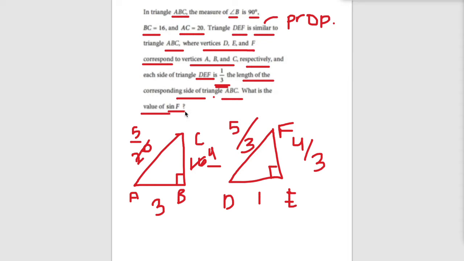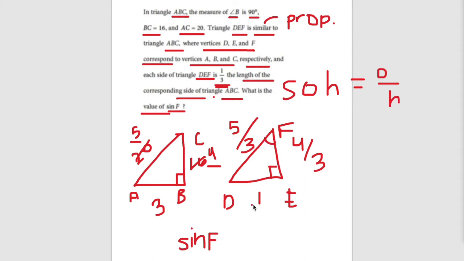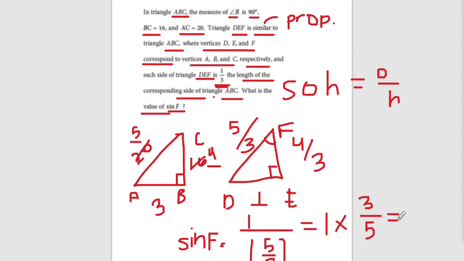Now the question is asking what is sine of F. Remember SOHCAHTOA, so sine is opposite over hypotenuse. The opposite is 1, over 5/3, because the hypotenuse is 5/3. Now we do keep, change, flip because it's division. So we do 1 times, flip it, 3/5. So our answer would be 3/5 or 0.6. Right? So that's one of the hardest questions.